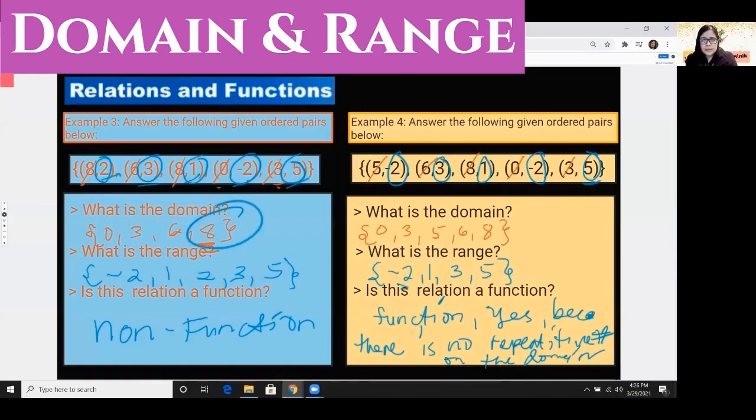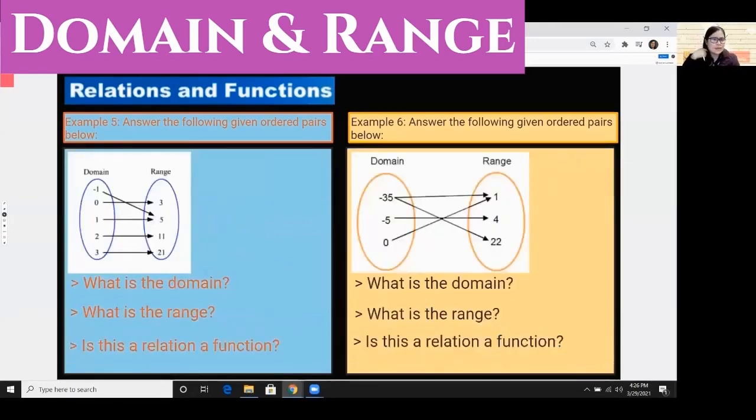Okay, next one. Let us have the next slide. For the next one, example number 5, we're going to identify if the given relation is a function or not. We can answer this one very quickly. First, we need to identify the domain. The domain we have is negative 1, 0, 1, 2, and 3. As I mentioned a while ago, it is very easy to identify the domain and range if the given is a mapping diagram. You're just copying them or rearranging them before you write them, since you know that the rule is we must write them from least to highest. Next, the range we have is 3, 5, 11, and 21. Is there a repetitive number on the domain? Yes or no? No.